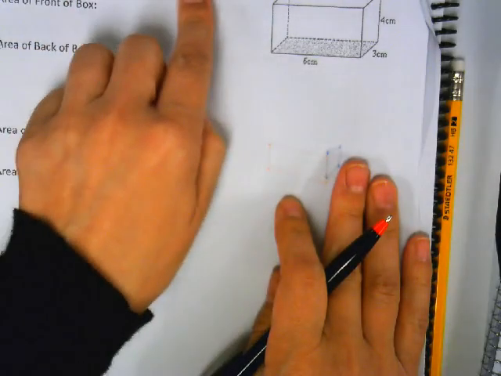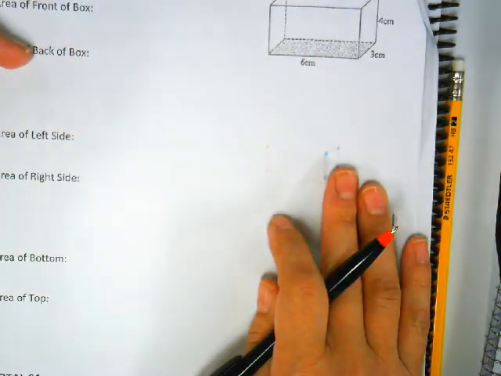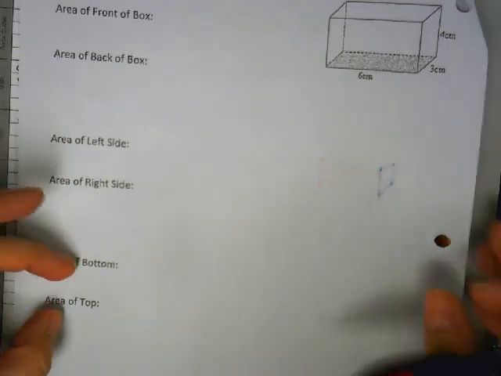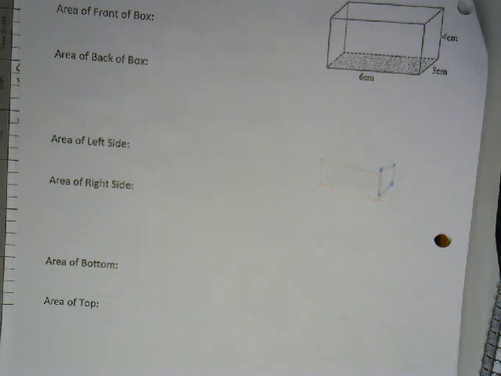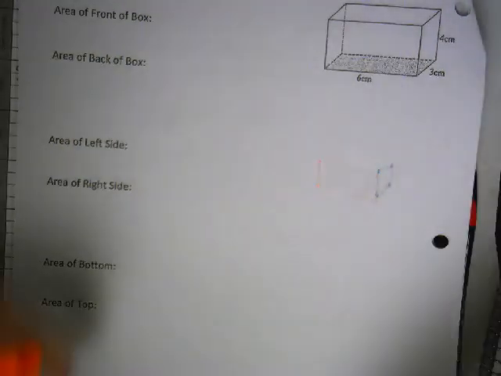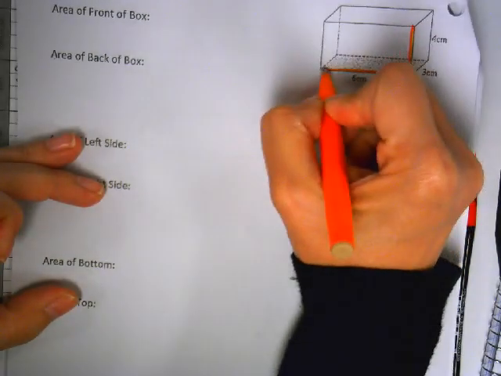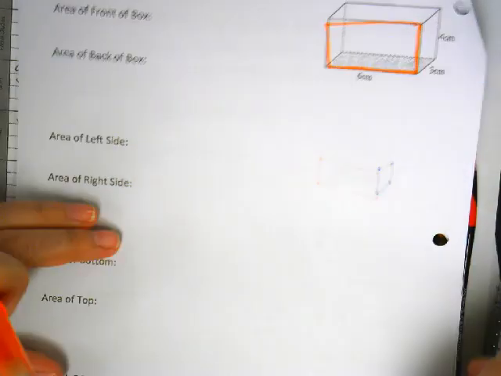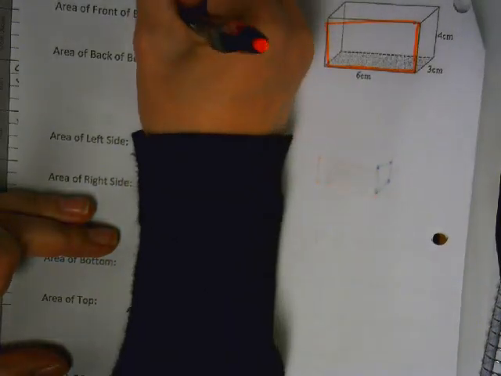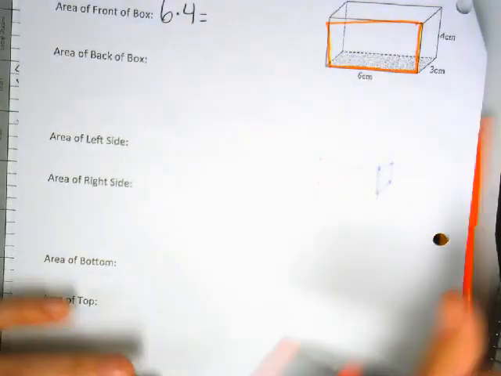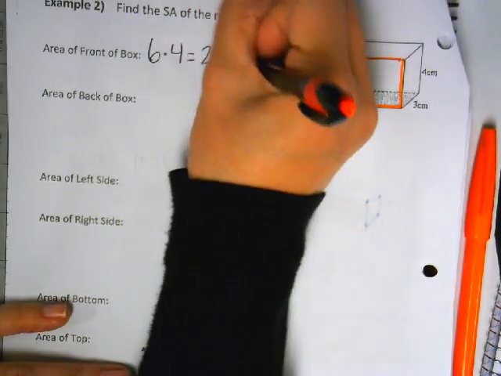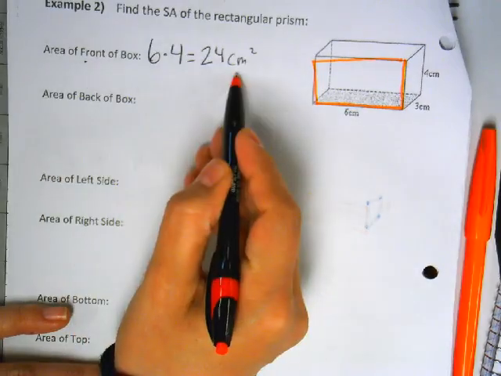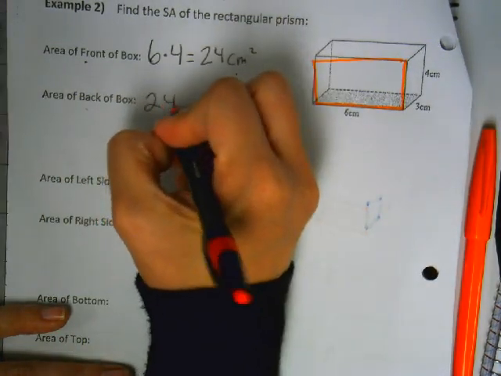Find the surface area of a rectangular prism. So front and back, left and right, bottom and top. What are the measurements of the front of my box? What is it? 6 and what? 6 and 4. 6 times 4? 24 centimeters squared. So if the front is 24, then the back is 24 centimeters squared.